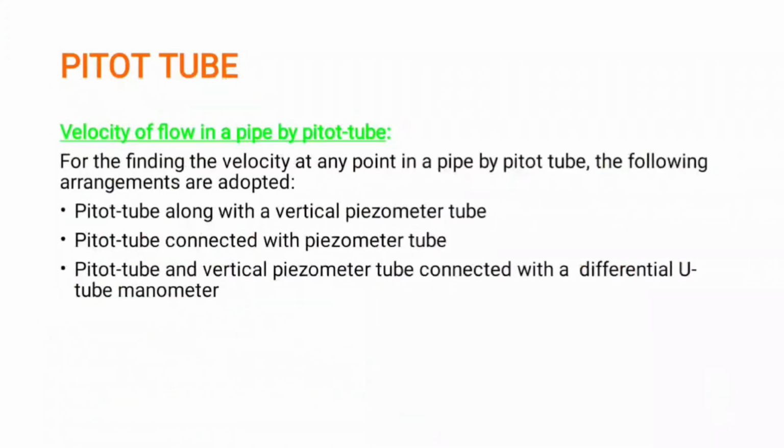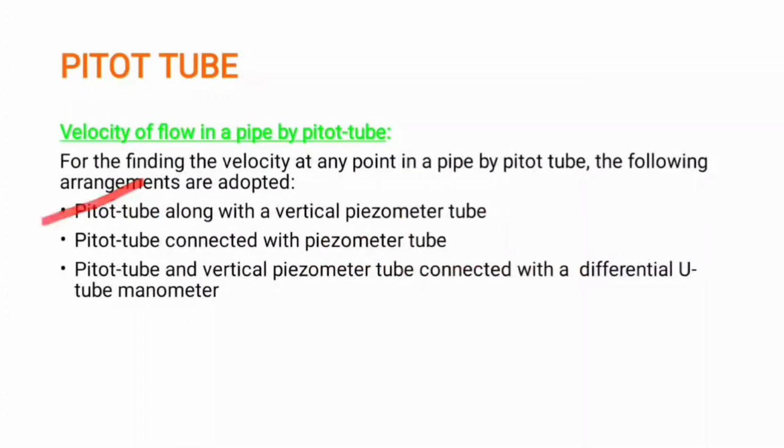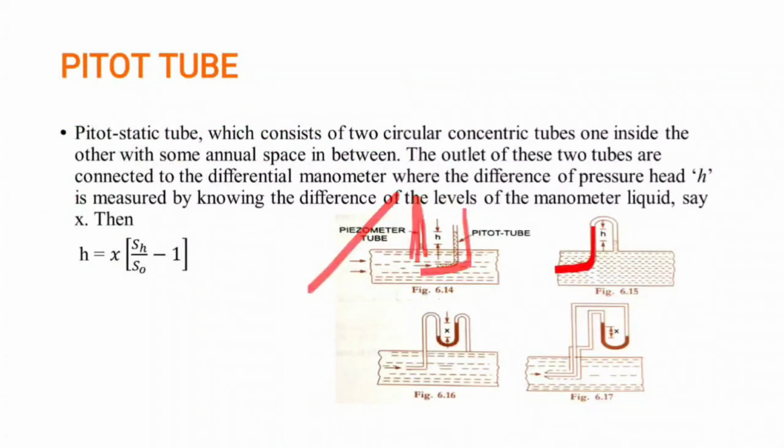The next one is the velocity of flow in a pipe by pitot tube. There are 4 cases to find the velocity at any point in a pipe using the pitot tube. The first case is a pitot tube along with a vertical piezometer. The second one is a pitot tube connected with a piezometer tube, and finally we determine the velocity of the flow.